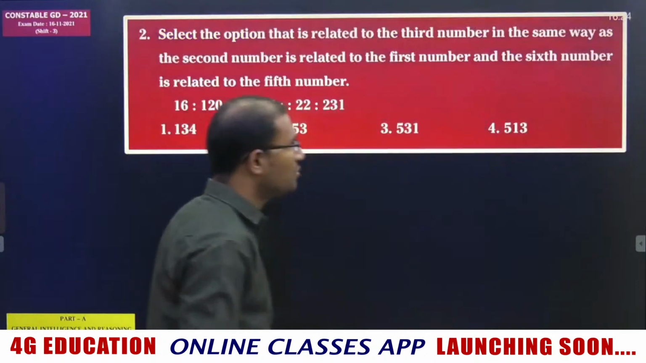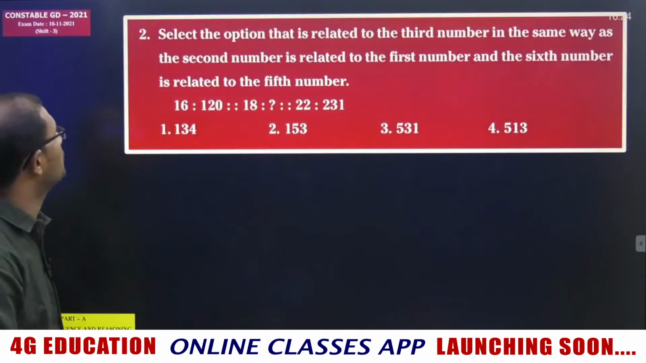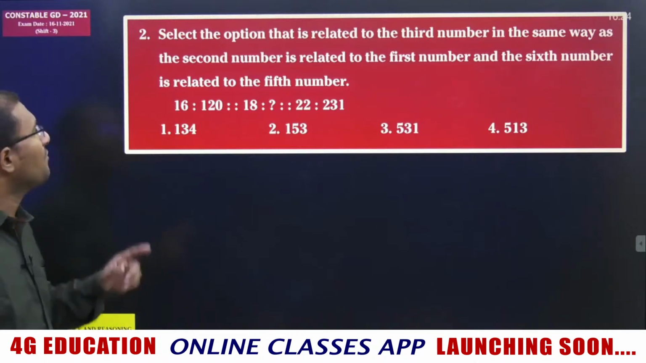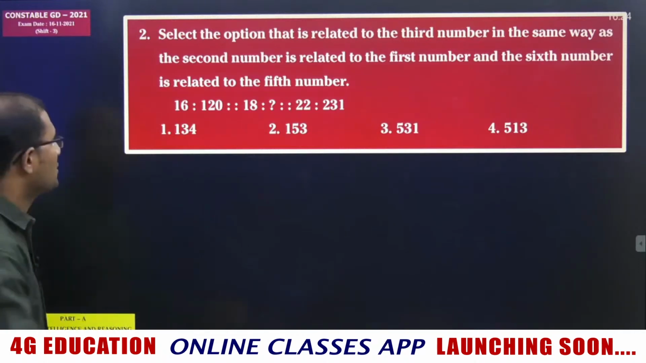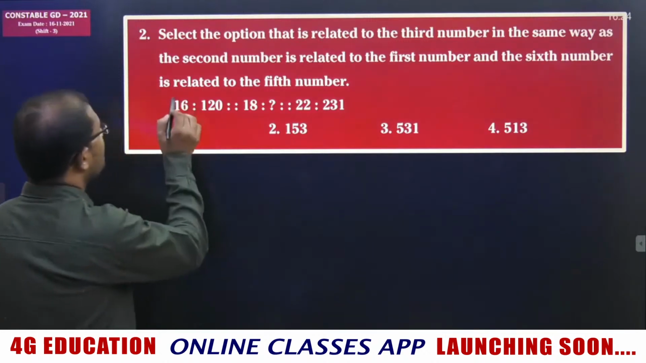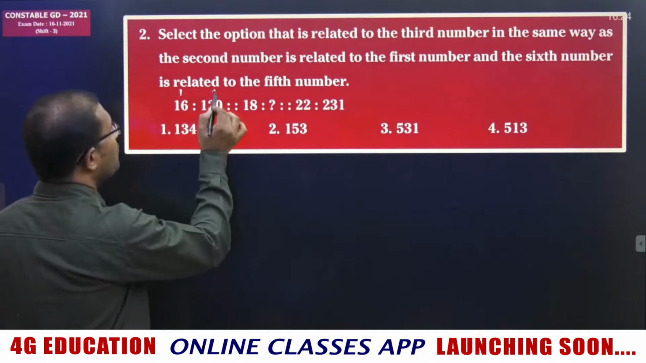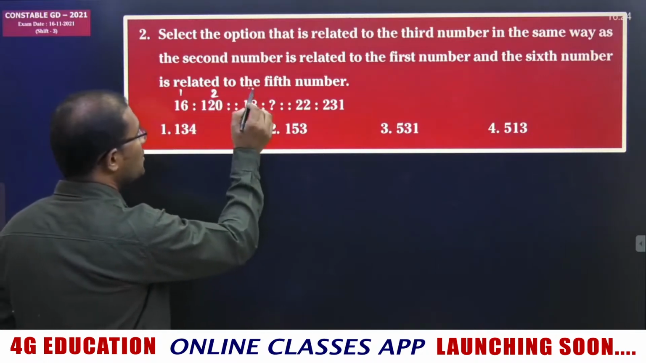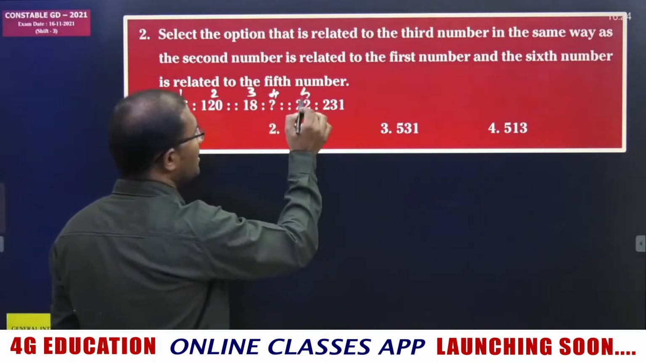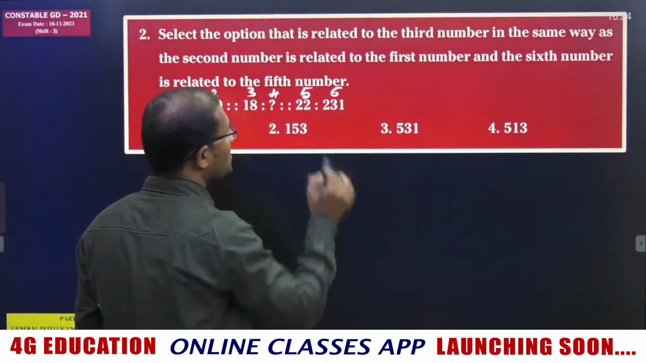Now let us move on to the next question, question number 2. Question number 2 is from the analogy chapter. Here the number of elements are more. Let us suppose 16 is the first element, 120 is the second element, 18 is the third element, and the question mark would be the fourth element. And this is the fifth element, and this is the sixth element.